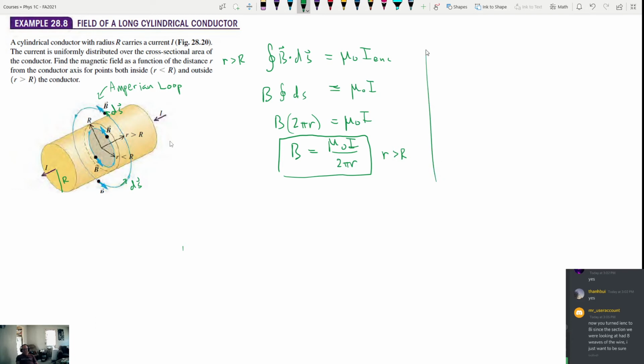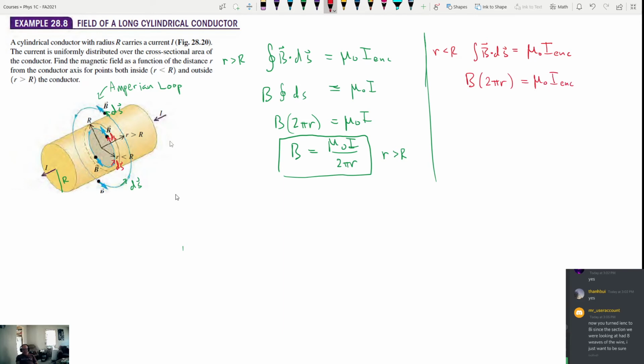That's the easy one. The trickier one is to do the region where r is less than big R. And that's the Amperian loop that's been drawn inside of here. We're again going to take our direction of ds to be the same direction as the magnetic field at every point to keep things simple. Now we're going to say the integral of B dot ds is equal to mu naught times the current enclosed. The tricky thing now is to find the current enclosed. The left-hand side of the equation is still going to reduce down to B times 2 pi r, but we now have to find out what is the current enclosed.